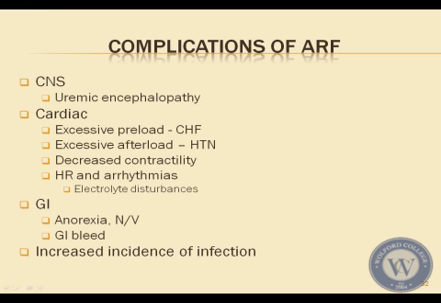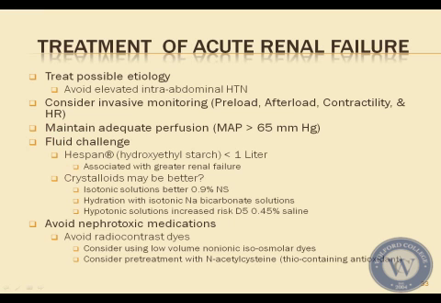You see decreased contractility, again from toxins that are being built up in the heart, and you get not so much ischemic problems, but more of a contractility loss due to this. You also can get significant heart rate changes and arrhythmias that may occur from electrolyte disturbances. As for GI-wise, the patient usually suffers from anorexia, nausea, vomiting, and may also have an increased incidence of GI bleeding, and there's also increased incidence of infection in these individuals.